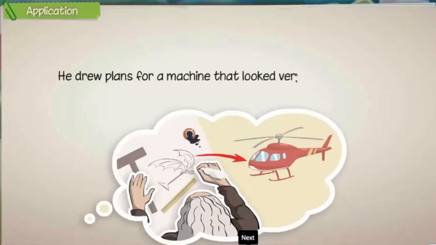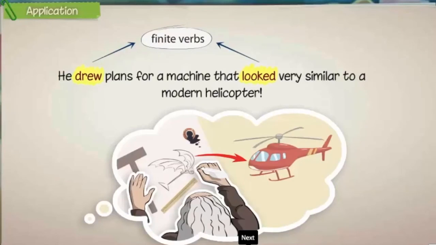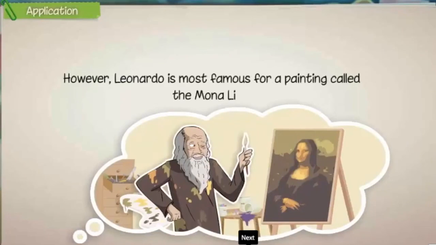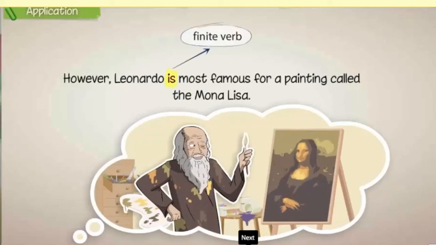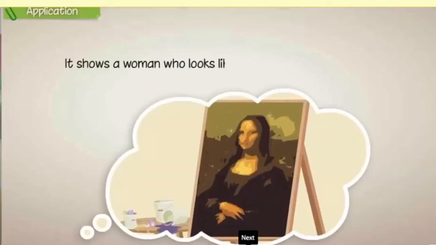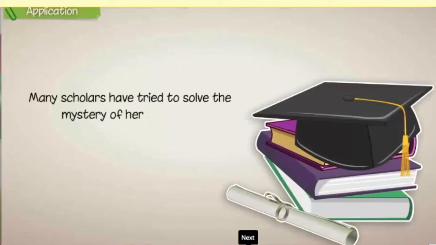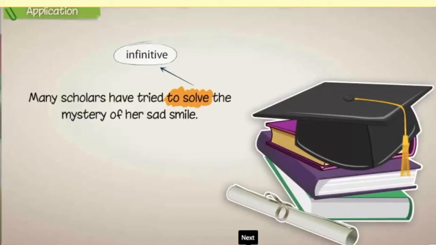He drew plans for a machine that looked very similar to a modern helicopter. Drew and looked are finite verbs. However, Leonardo is most famous for a painting called the Mona Lisa. Is is a finite verb. It shows a woman who looks like she is smiling at the same time. She also looks sad. Smiling is a participle. Many scholars have tried to solve the mystery of a sad smile. To solve is an infinitive.